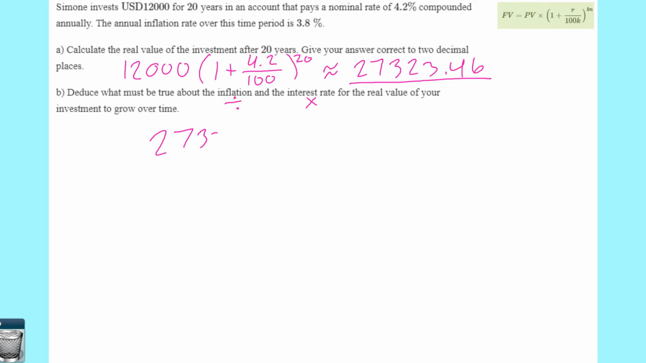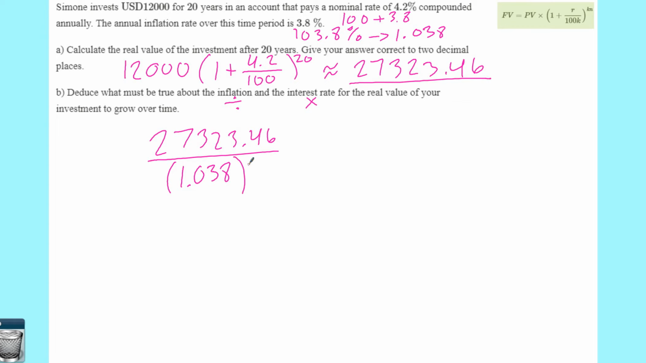So what we're going to do is take that amount we got before, 27,323.46, that's the rounded value, but you can use the calculator to get a more accurate answer. Then we're going to divide it by the inflation. Here, the inflation is 3.8%. Remember, that's 100% plus 3.8, so you write this as 103.8%. As a decimal, we move the decimal to the left twice and get 1.038. That's what we're dividing by, for every year we are investing. So we're going to divide by that 20 times.